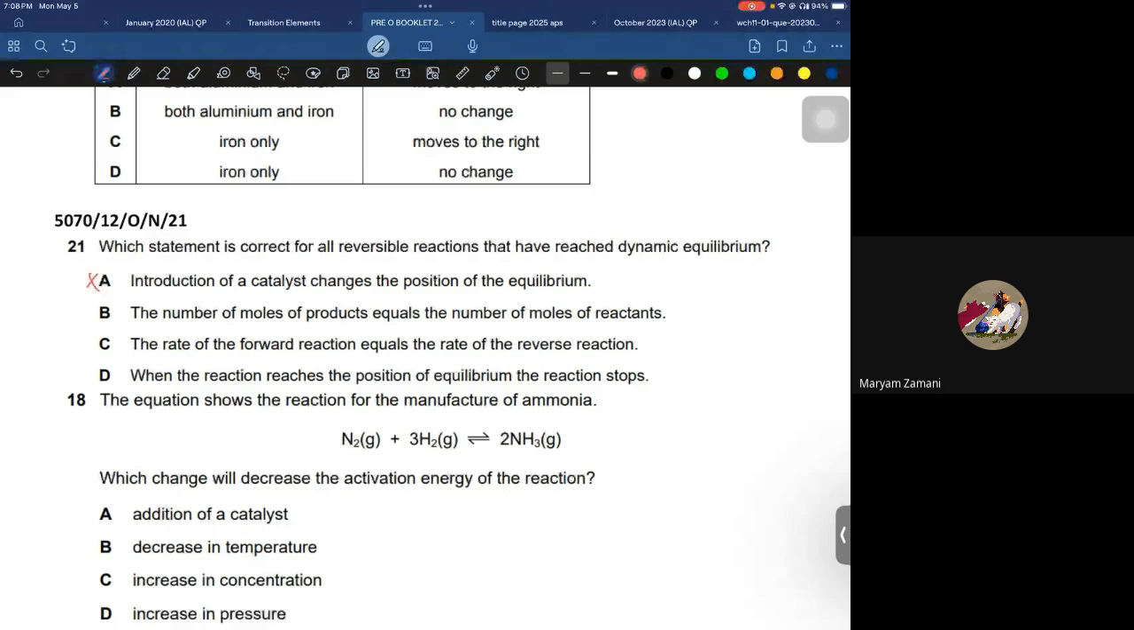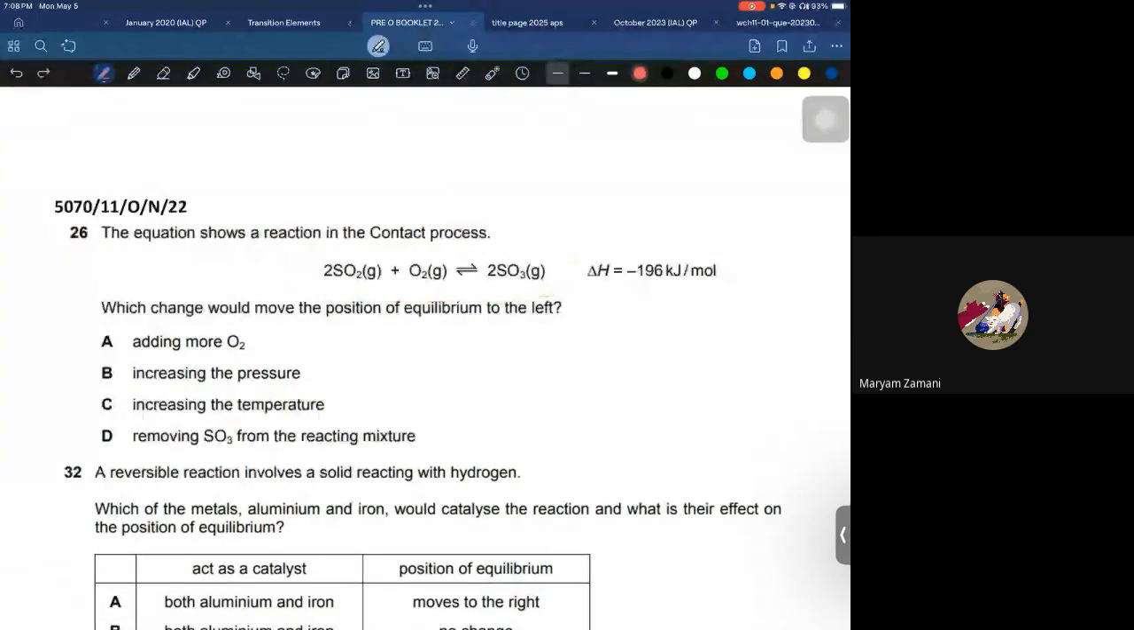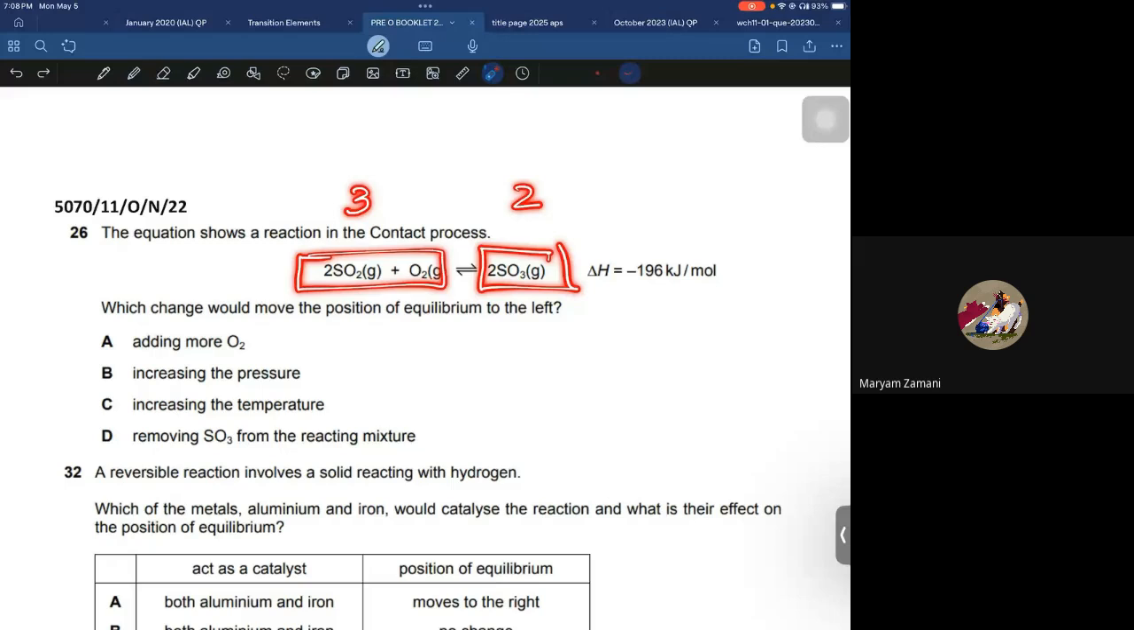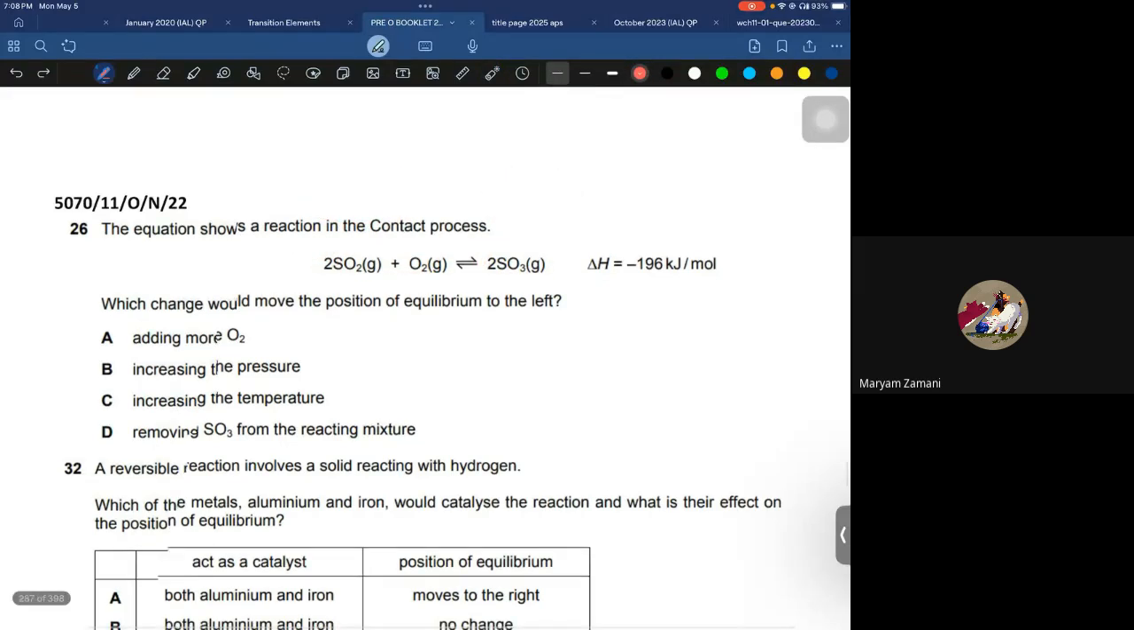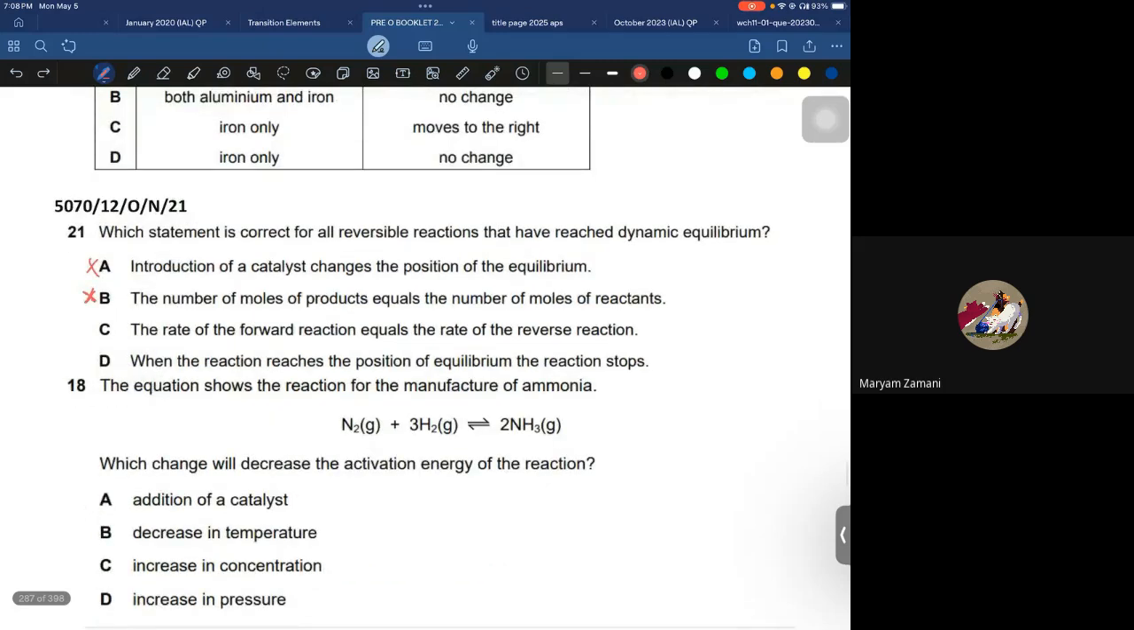B says the number of moles of products equals the number of moles of reactants. This is not mandatory whenever a reaction has reached dynamic equilibrium. As you have seen in this question, which has a dynamic equilibrium, on the reactant side the total moles are 3 and on the product side the total moles are 2. Since the moles are not the same but it still has dynamic equilibrium, this is not mandatory. So B is also incorrect.